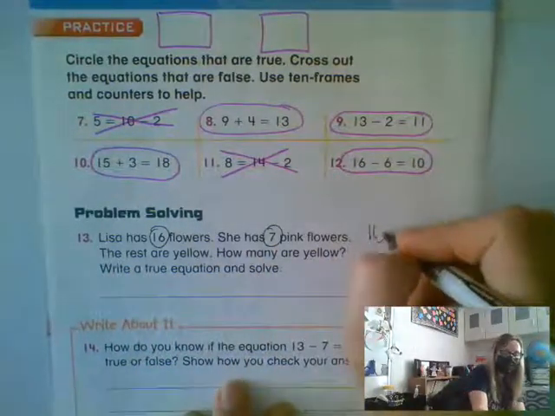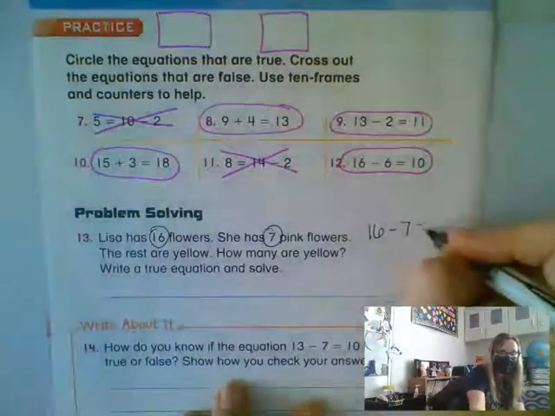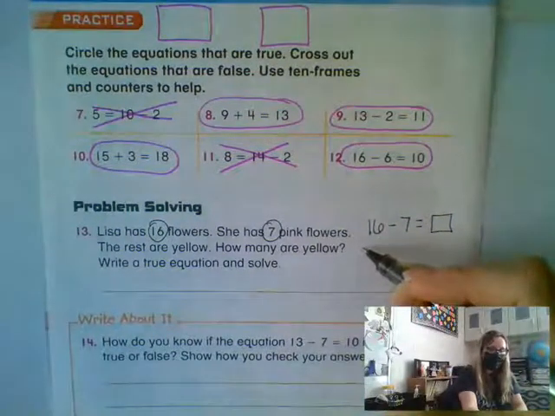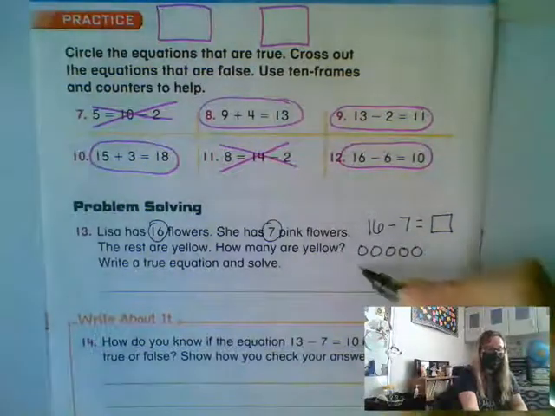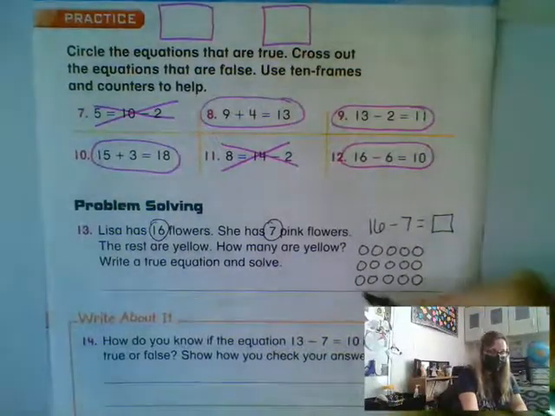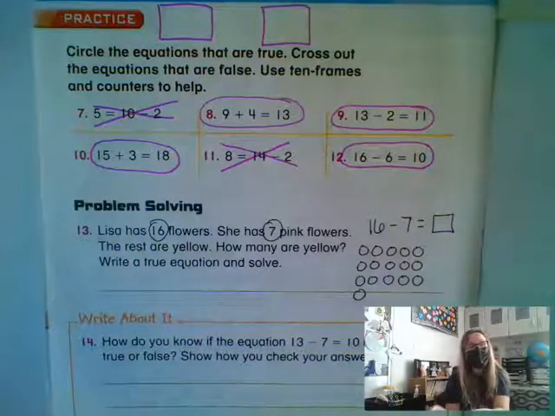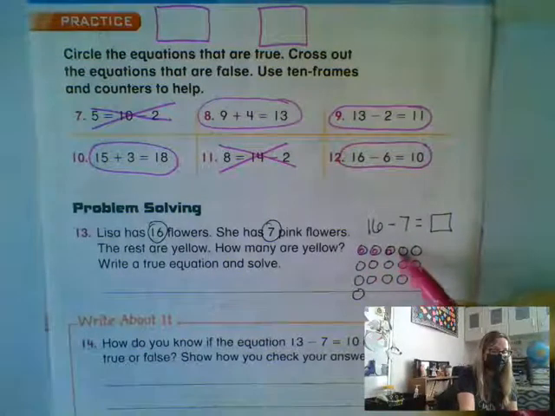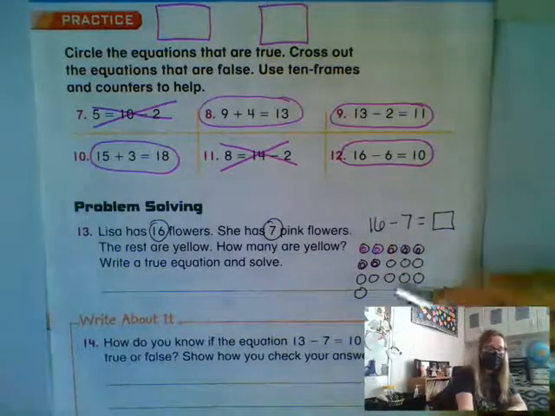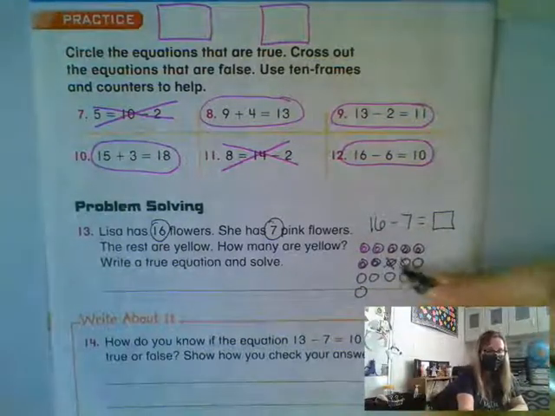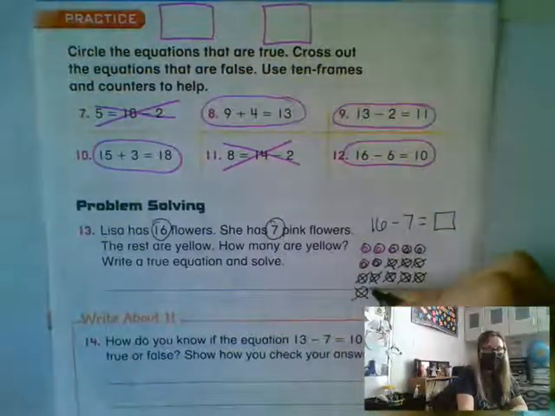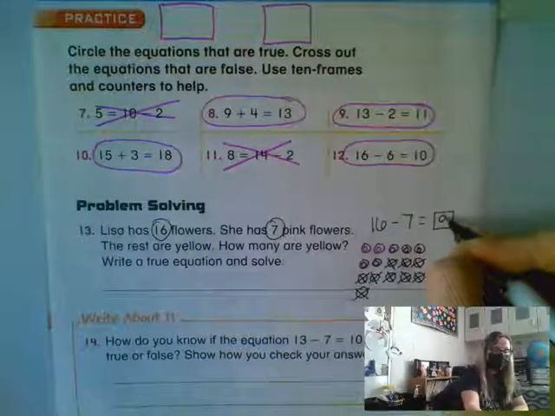So she has 16. We're going to take away the 7 that are pink, and that will tell us how many are yellow. So let's draw 16. 1, 2, 3, 4, 5, 6, 7, 8, 9, 10, 11, 12, 13, 14, 15, 16. Let's make 7 of them pink. Here we go. 1, 2, 3, 4, 5, 6, 7. The rest are yellow. So how many are yellow? Let's count. 1, 2, 3, 4, 5, 6, 7, 8, 9. So 16 take away 7 equals 9.